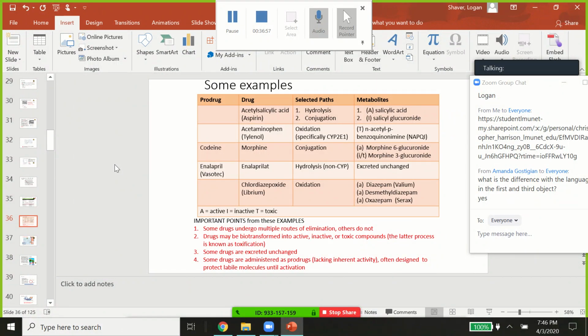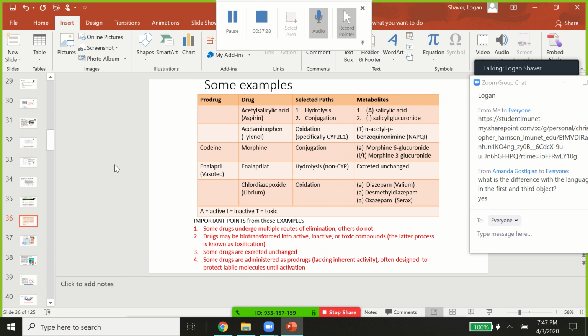All right, now on to this. It gives you real life examples of what we talked about just a second ago. The thing I thought was important down here is the thing she has in red. Some drugs undergo multiple routes of elimination, so they're able to bypass this whole CYP mechanism sometimes because they're able to use other enzymes in other places. That's what this is saying.